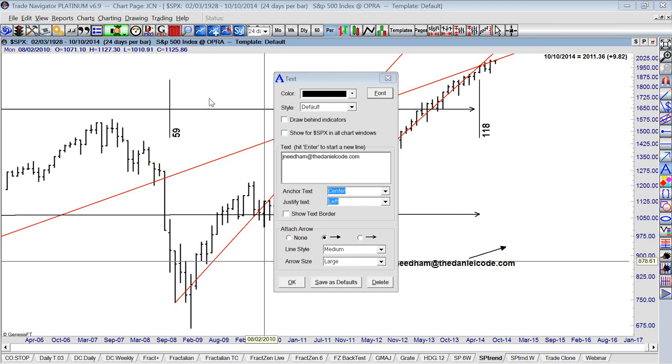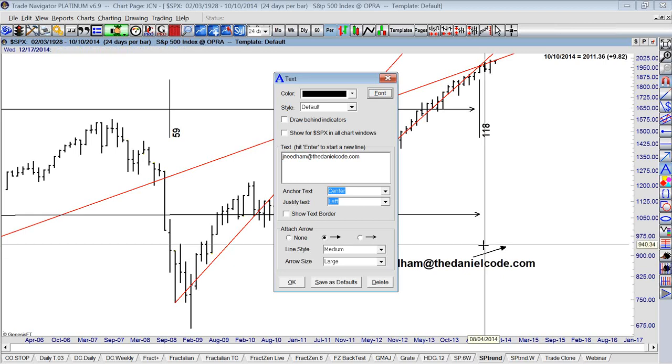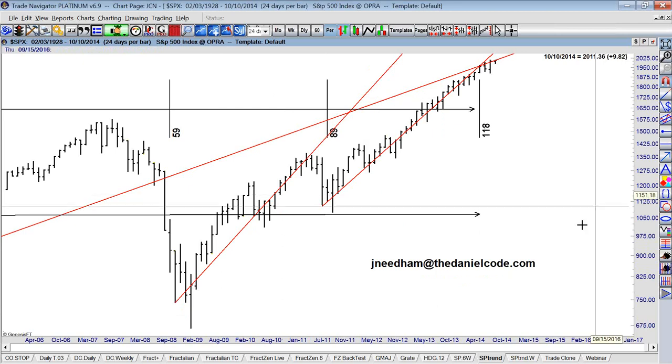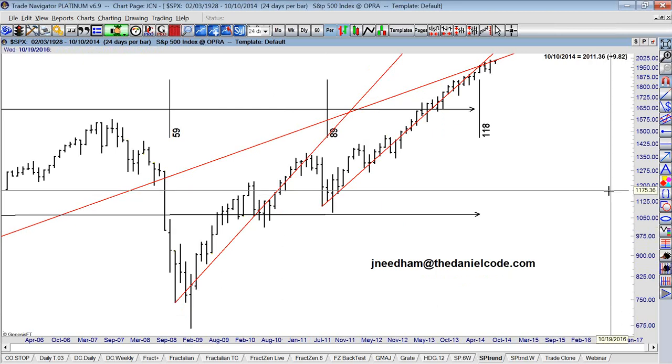We have gremlins in here as well. J. Needham at the Danielcode.com. Why doesn't it like that? I don't know. Let's see if I can drag this out of the way. I can't do anything. I've got to say, okay. Now I can. This thing shouts at you if you're not doing correctly. There you are. It's on the screen, folks. J. Needham at the Danielcode.com. Many of these questions, if you don't feel that they've been answered fully to your satisfaction, do please drop me an email, and I'll answer them usually at the next webinar that I do.